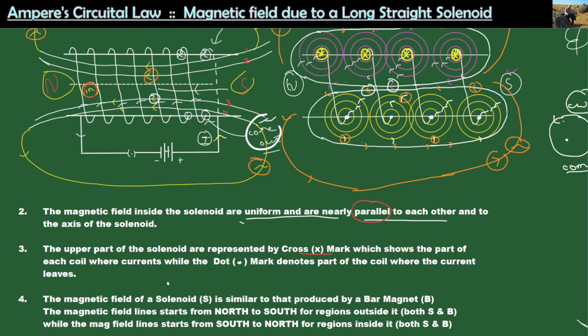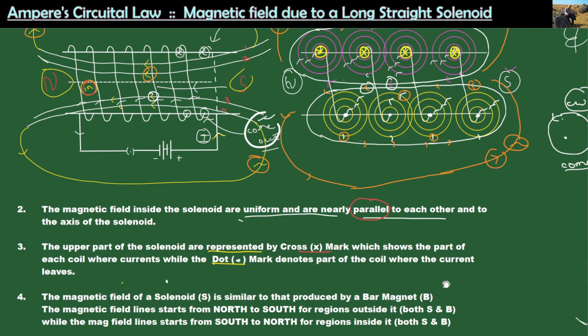So the upper part indicates the part of the solenoid where the current enters or goes in, and the part of the solenoid where the current comes out will be represented by a dot.